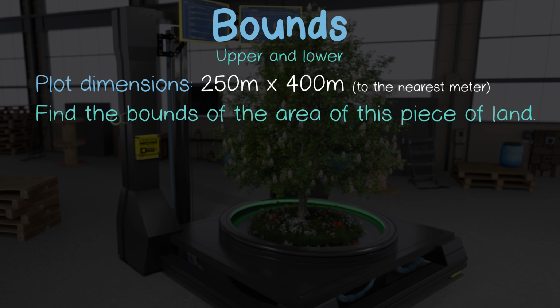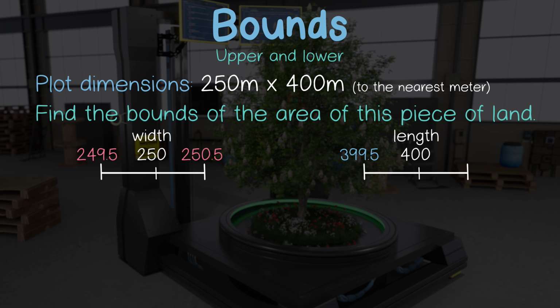So for questions like this, we start by finding the bounds of our measurements with the same technique we've been using. Let's do the width first. The bounds of our width are going to be 249.5 meters for our lower bound and 250.5 meters for our upper bound, because we said that our measurements were rounded to the nearest meter. For length, 399.5 meters is our lower bound and 400.5 meters is our upper bound.